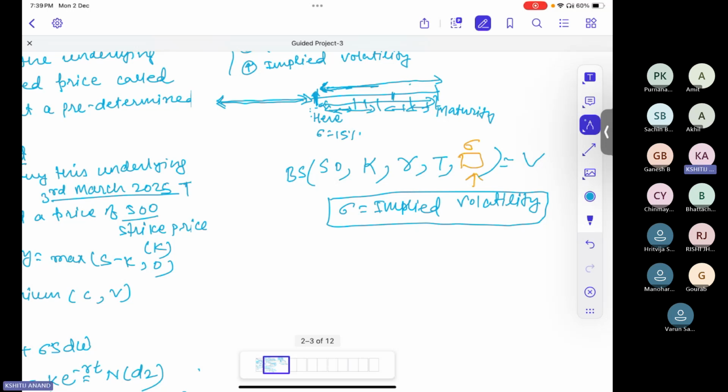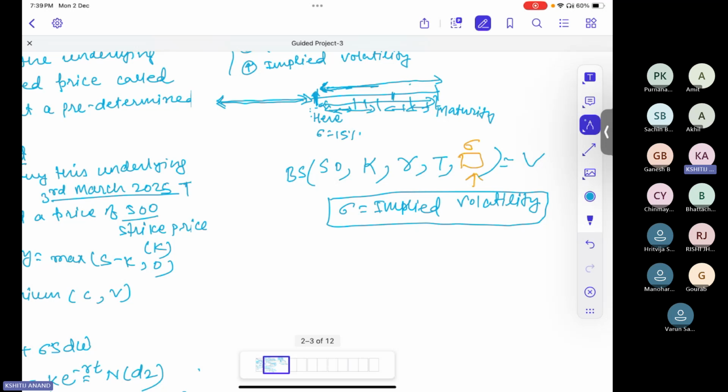Is that clear? The mathematical meaning of implied volatility: if we are given the price of a certain option from the market, that is the premium, and we have all the other parameters of the Black-Scholes model, then the value of volatility from that formula is the implied volatility, right? Right, that is the inverse way.